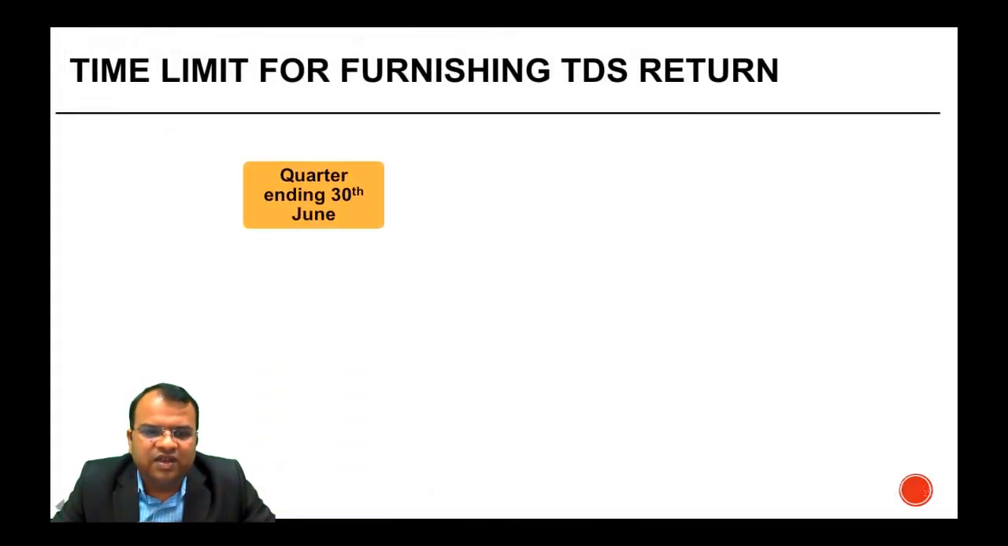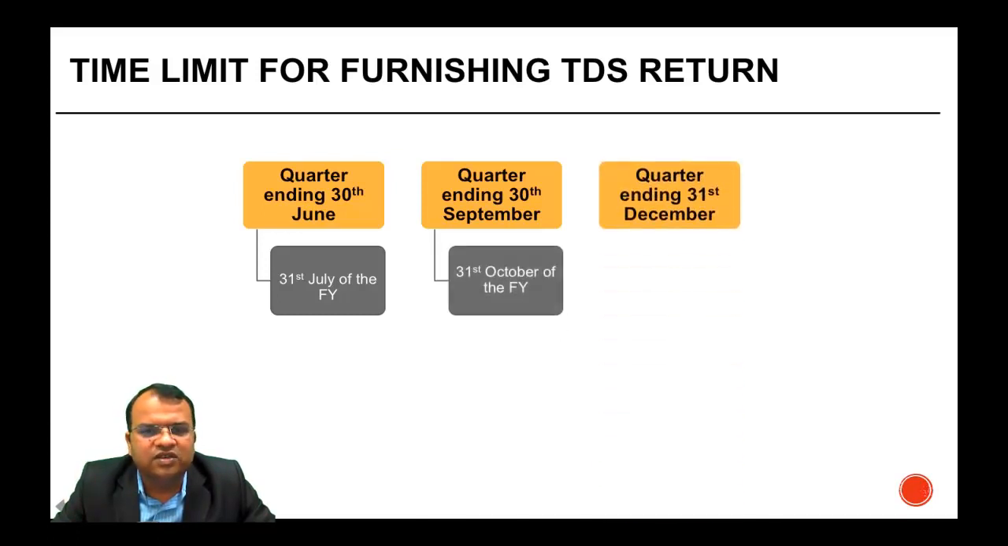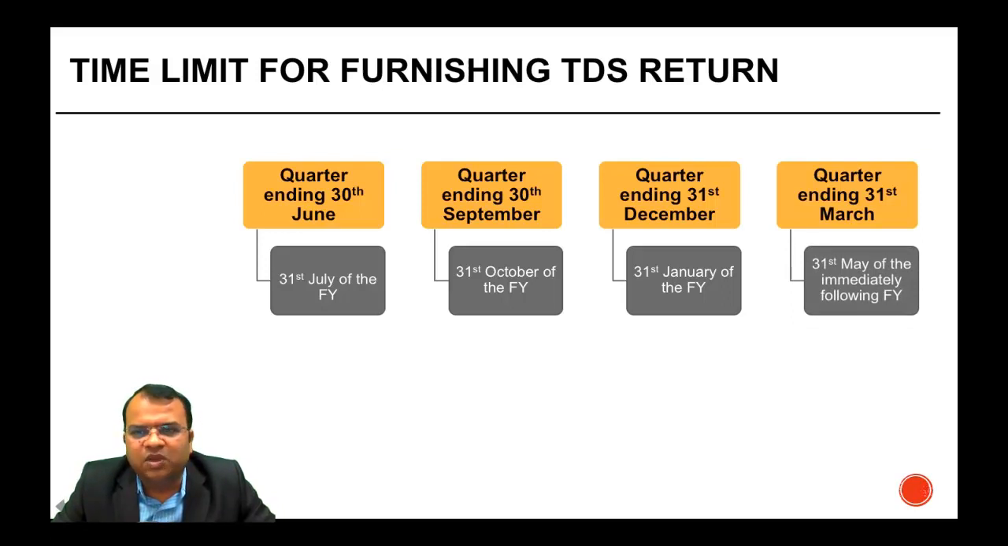Such TDS returns are required to be filed for quarter ending 30th June before 31st July of the financial year, for quarter ended 30th September, 31st October of the financial year, for 31st December, it's 31st January of the financial year, but for the last quarter, which is the quarter ending March 31st, it has to be filed before 31st May of the immediately following financial year. So if it relates to March 31, 2019, it has to be filed by 31st May 2019.